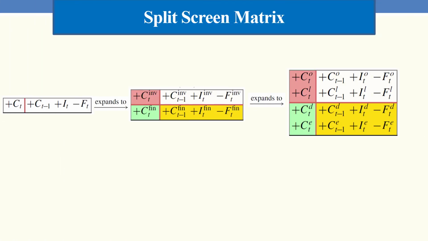Now, we have started with a simple dynamical relation which is valid for any economic system. Then we have expanded the one-row matrix into a two-row matrix, which I call the split-screen matrix. And so doing, I have highlighted the two perspectives, investments and financings. Then we have expanded further the split-screen matrix into a four-row matrix showing 4 classes: operating assets, liquid assets, debt capital, and equity capital.